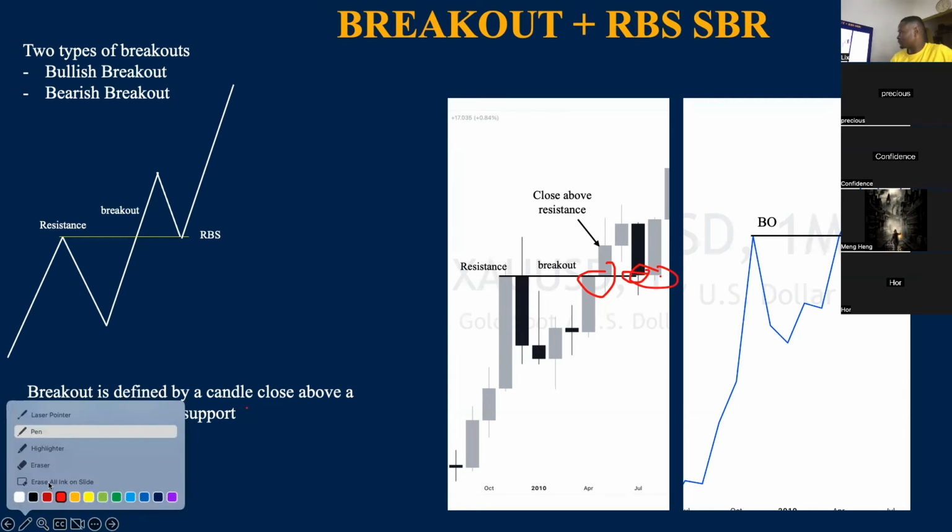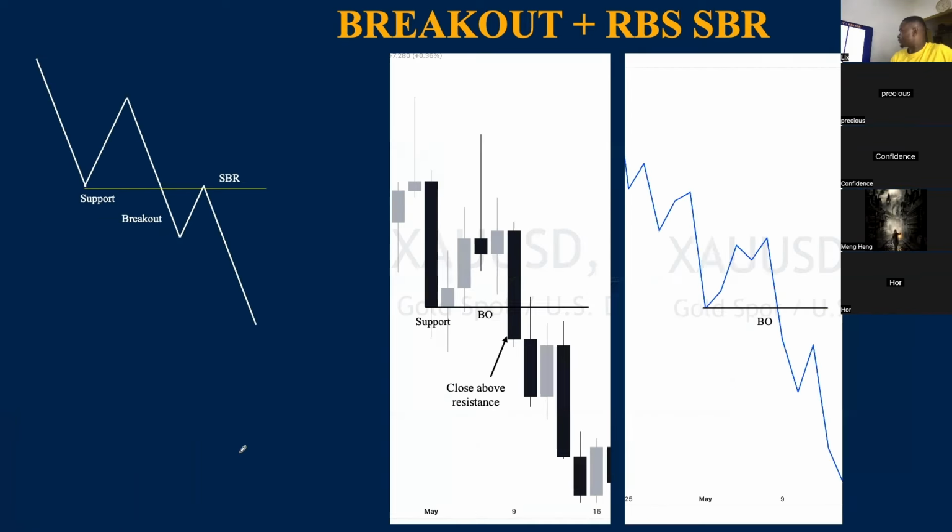Let's see another example: support broken becomes resistance. So you have a support here, a strong support. You have the V shape. Price goes up, comes and breaks it significantly, the strength at which it broke it. And where did it become resistance? Here. Can you see? It tapped into it and then dropped.